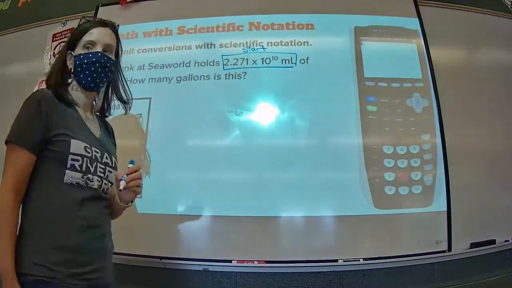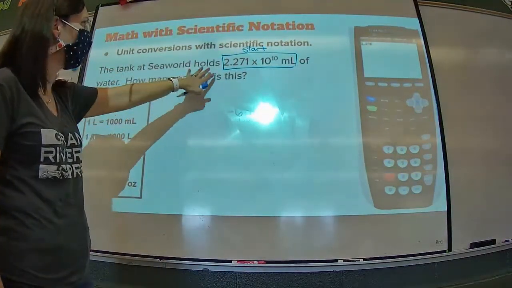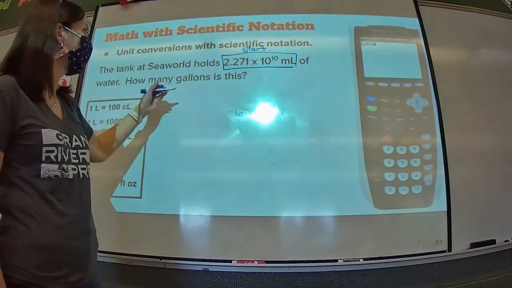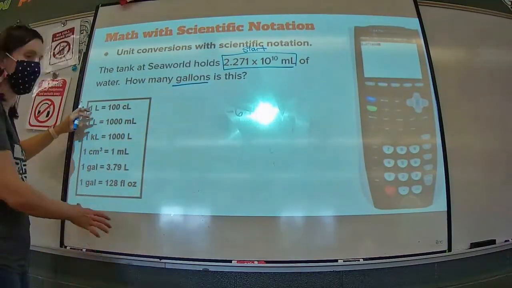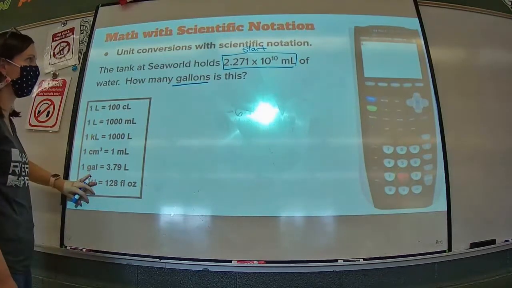And then we want to figure out what we're ending with. So the problem says the tank at SeaWorld holds this amount of milliliters. How many gallons? So that's what we're trying to find. Then we're going to come over here to our conversion factors, and we're going to figure out what's going to connect them together.